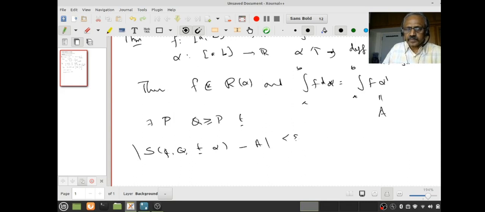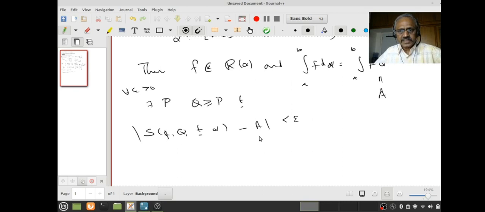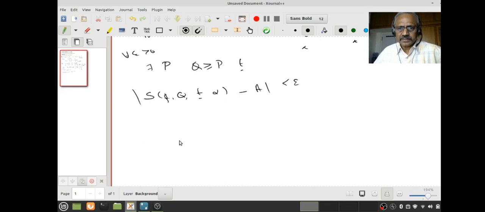So if I want to show f is in R alpha with this as the alpha integral, then what should I do? For any given epsilon, I should estimate this. Is that clear? Luckily, as I said earlier, since I know what the integral is going to be, I should look at the Riemann sum approach. Do you understand the reason now why I took the Riemann sum? Because I already said that earlier, whether I should use Riemann's definition or a Darboux approach. Since I know what the integral is going to be, it's easier if I use the Riemann sum.